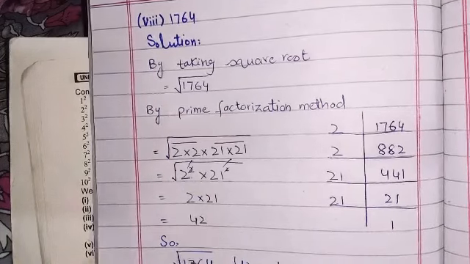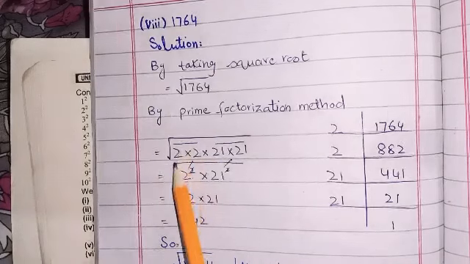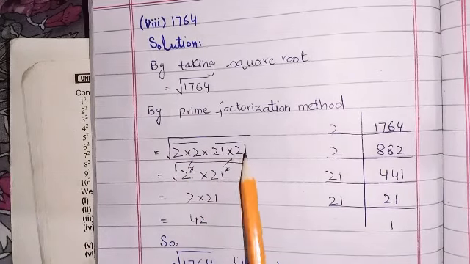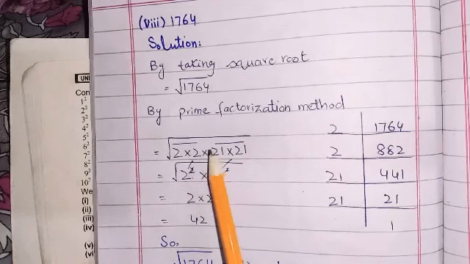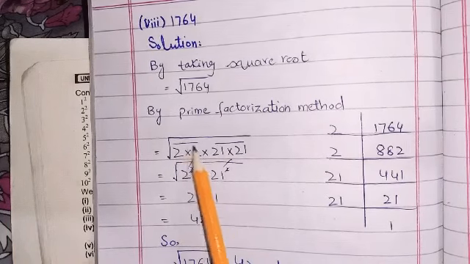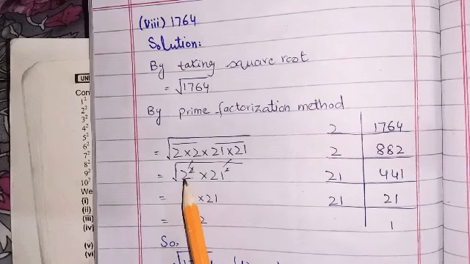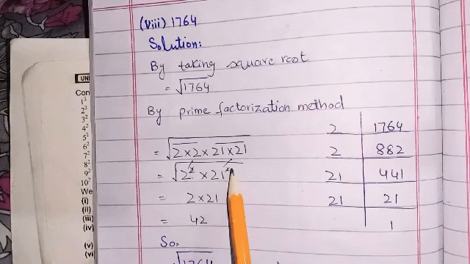Now students, we will write all the prime factors under the square root sign. As you can see, 2 into 2 into 21 into 21. Now students, we will make pairs of it, pair of 2 and pair of 21. Now students, we will make square of it, 2 square into 21 square.